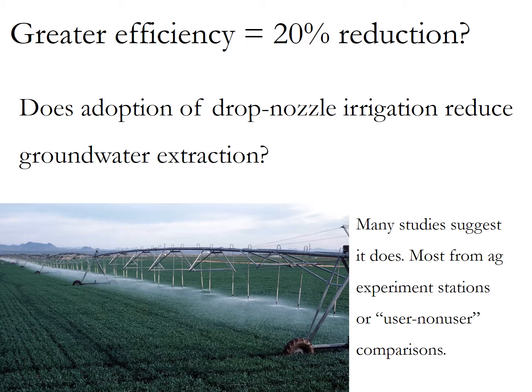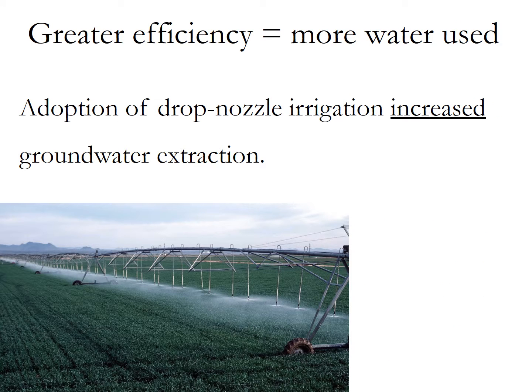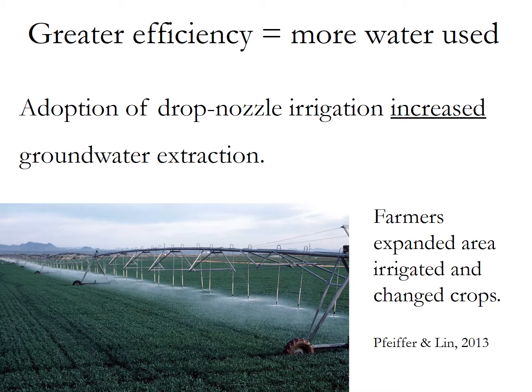So there's one study that really tried to deal with these sources of bias, and they found not only did it not reduce by as much as the ag engineers claim, but it actually increased water use. And the great thing about this study is they also had data on area under irrigation and the crops that farmers were growing over time, and they showed that once they adopted these technologies, they expanded the area under irrigation because it was cheaper to deliver water to those areas, and they changed the crops to more water demanding crops. And so this is one study, and it's one location.